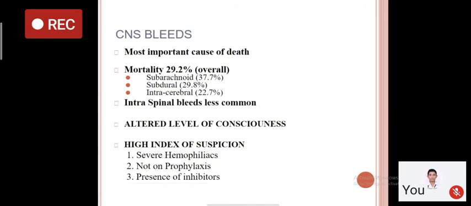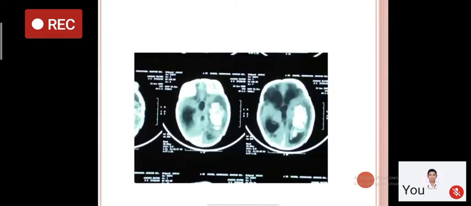Then CNS bleeds are the most common cause of death in children, causing 30% of the mortality. Altered level of consciousness in a patient with hemophilia is an alarming sign, because it might be an early indication of CNS bleeds. So we need to always keep a high index of suspicion in severe hemophilics who are not on prophylaxis and who have the presence of inhibitors. So this is how a CNS bleed looks like on CT.